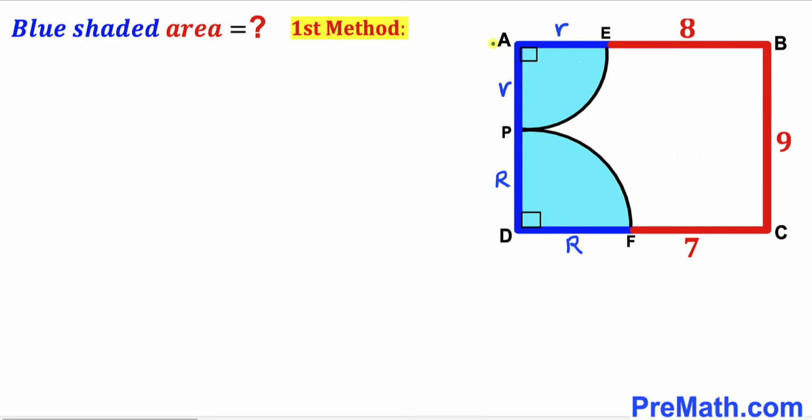And now let's make an observation. We can see that this side AD length is equal to this side BC length. And we know this side AD length is going to be uppercase R plus lowercase r. So I can write uppercase R plus lowercase r, and this length has got to be equal to 9. So we can write down uppercase R plus lowercase r equals 9, and I'm going to label this as our equation number 1.